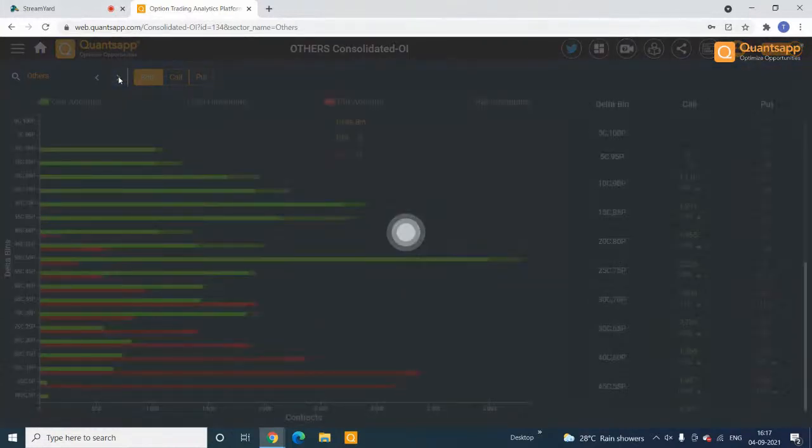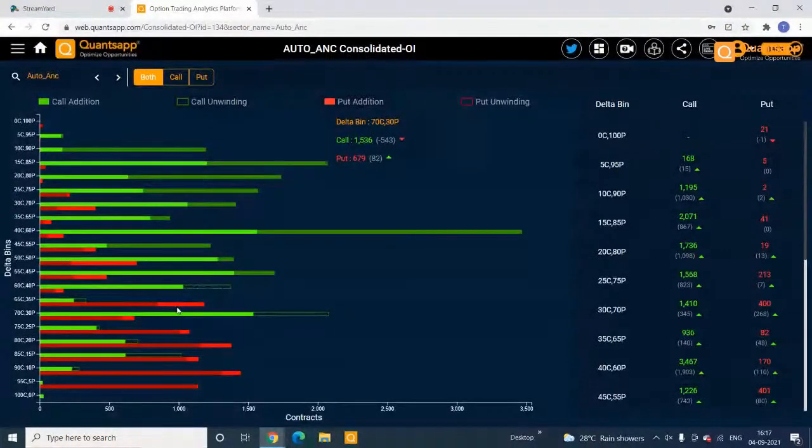Now, let's understand the auto ancillary picture. If you look here, there's call unwinding. The highest now stands at the 40 call, where nearly 3,467 contracts were there, out of which 1,900 were added on the Friday session, right? If you look at Thursday, my highest was at this point, which later on became this point.